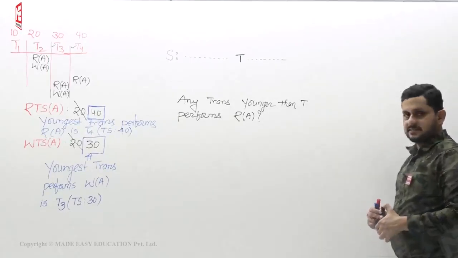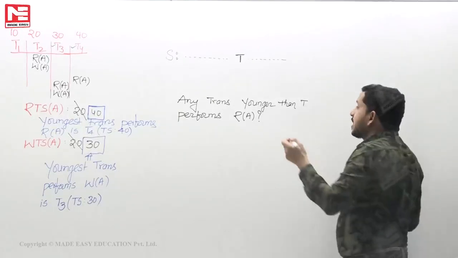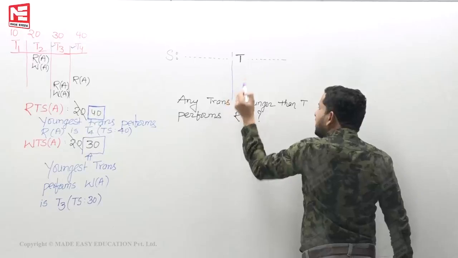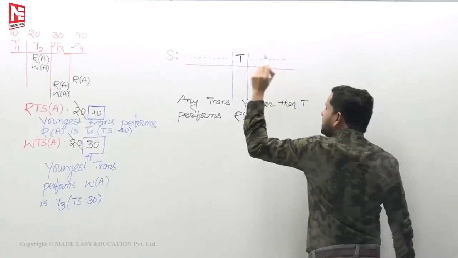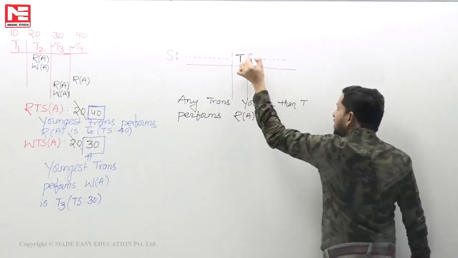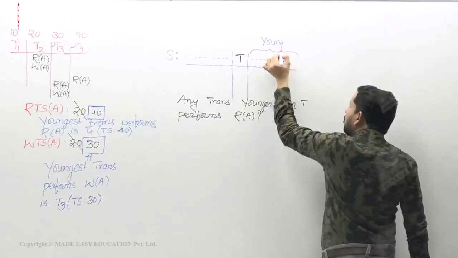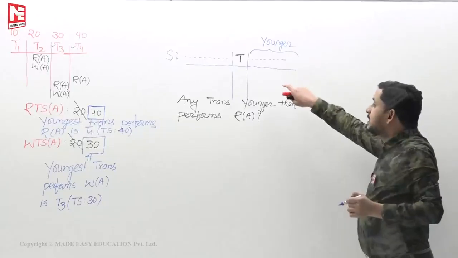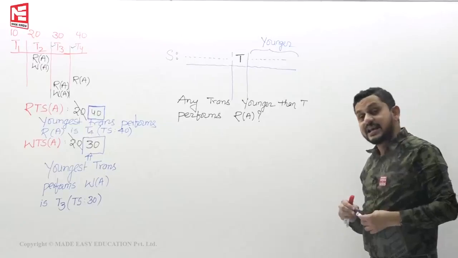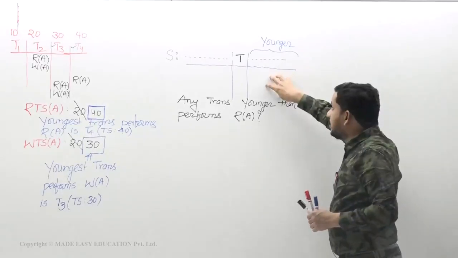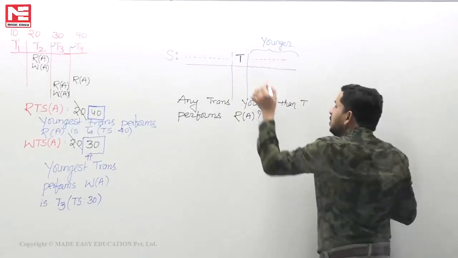If I want to know this, what condition should I test? I want to know, is there any younger one? T is one of the transactions in the schedule, with some older transactions than T and some younger transactions than T. Assume these are older transactions, assume these are younger transactions. What I want to know is whether a younger transaction than T did the read or not. Is there any younger one than the transaction T that did read or not?